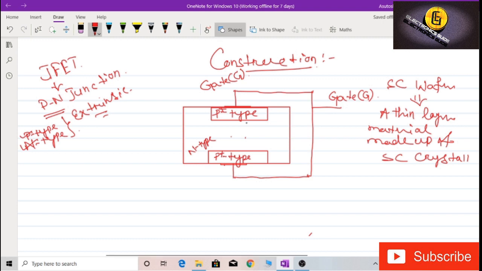Then the next step is to develop a metallic contact on the sides also, like this, and here also, like this, on both sides. This is also to extract a terminal here and here. This terminal is known as the source terminal, source S. This terminal is known as drain, D.